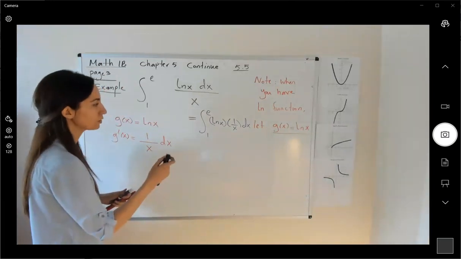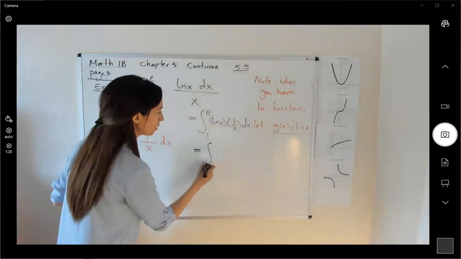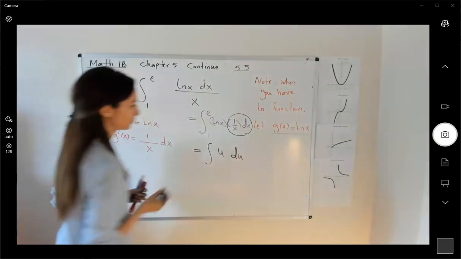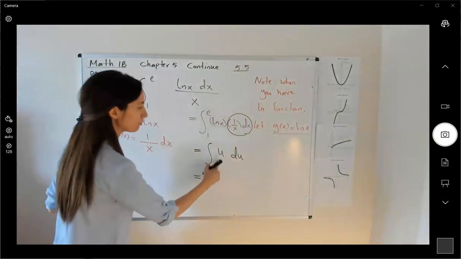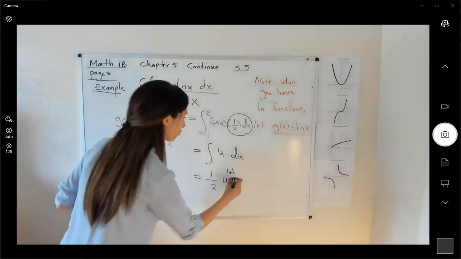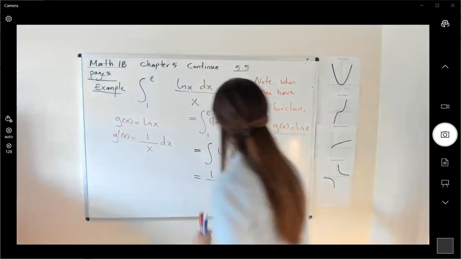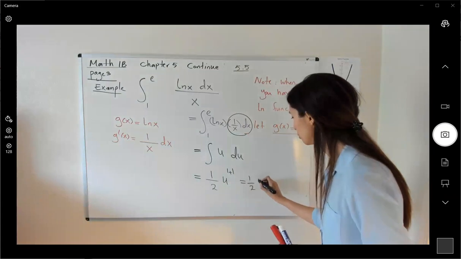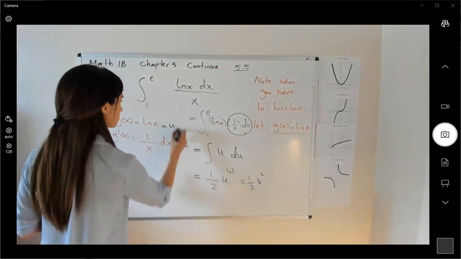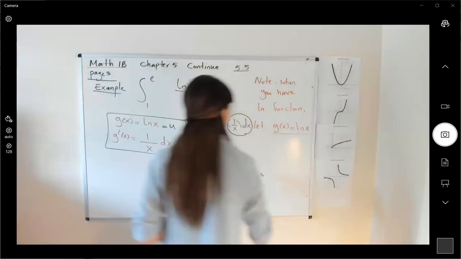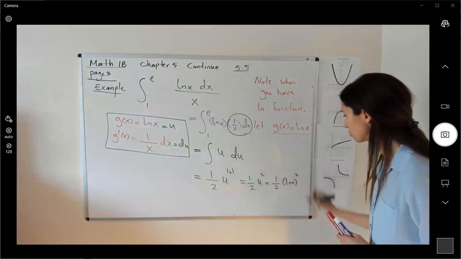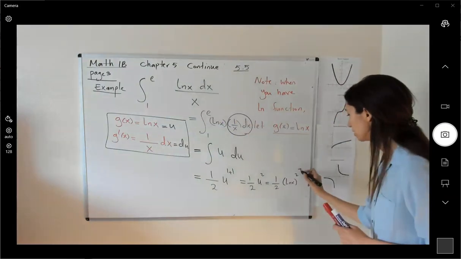So this is equal to the integral of u, and the whole thing here is du. We all know how to find this integral. This is a half u raised to 1 plus 1, so a half u squared. But what is u? u is ln of x. This is a half ln of x raised to 2, and the range is between 1 and e.